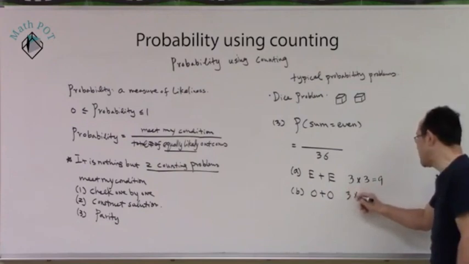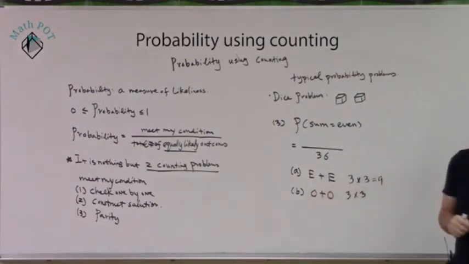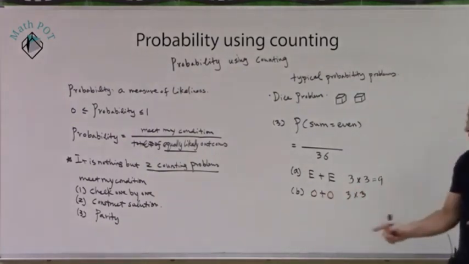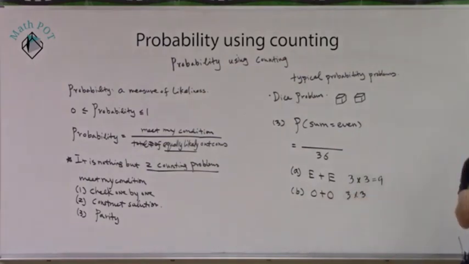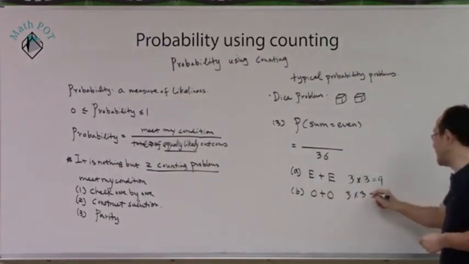It's nothing but 3 times 3, because we have 3 odd numbers in the first step, nothing but 1, 3, and 5. We have 3 numbers in the second step, nothing but 1, 3, 5. Of course, multiply together, and it equals 9.